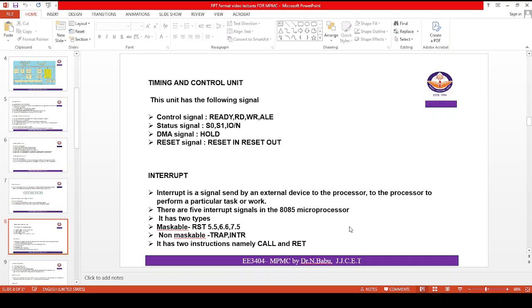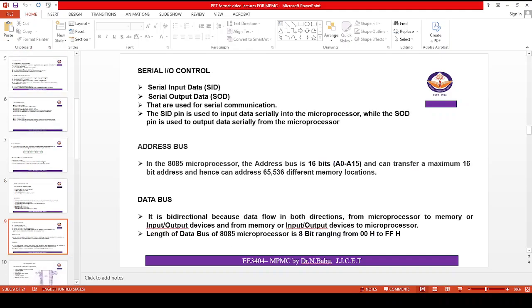Okay, then the next one, serial IO control. Generally, 2 types of communication are there: one is called serial communication, another one is called parallel communication. In the 8085 microprocessor, there are 2 pins for serial communication: one is called SID, another one is called SOD. SID means serial input data. It is used to input data serially into the processor. What is the output? SOD. It is used to output data serially from the processor. That is the function of serial I/O. It is used only for serial communication.